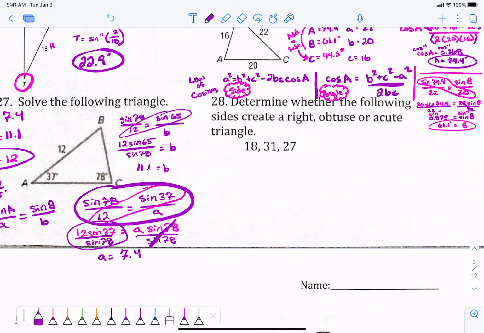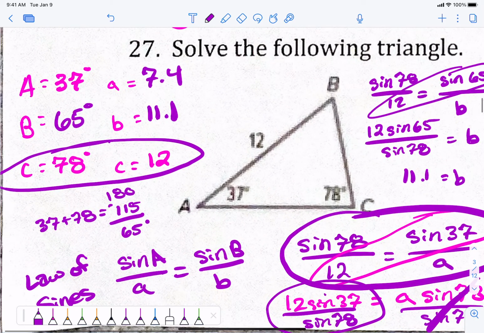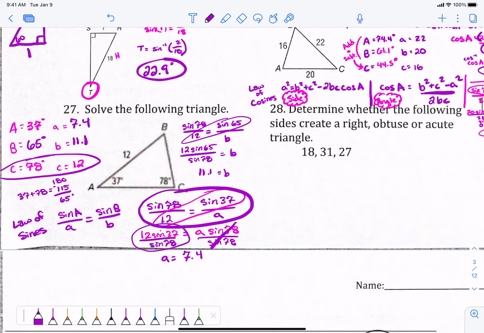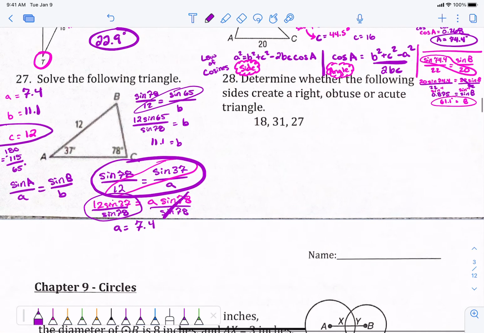Okay, now smallest angle, smallest side, biggest angle, biggest side. Is it consistent? Yes. Inverse sine when finding an angle. You always use an inverse when you're solving for an angle. Inverse sine when solving for an angle, divide by sine when solving for a side. All right, good. Moving on to the next one.